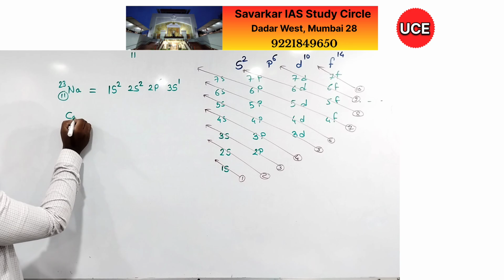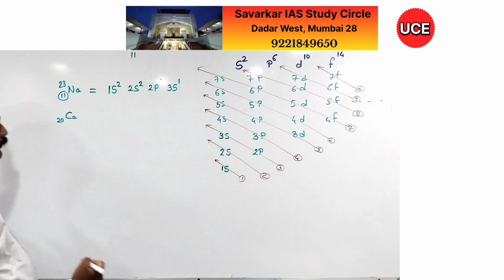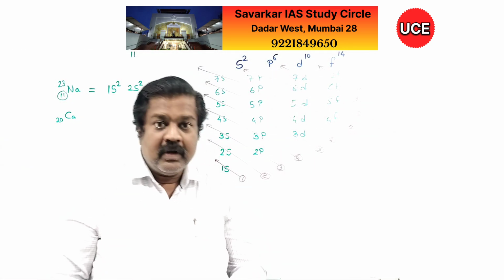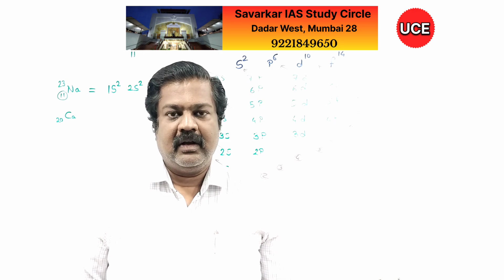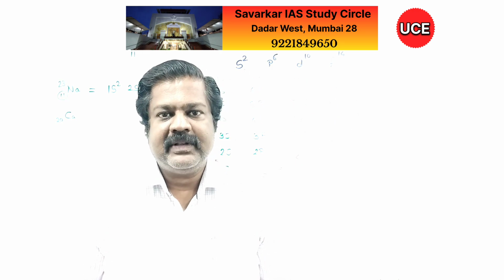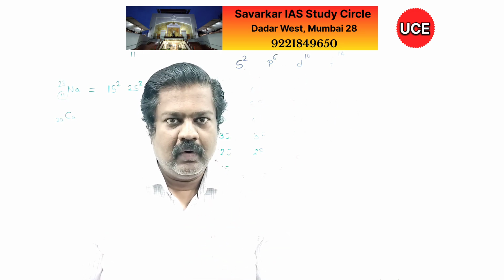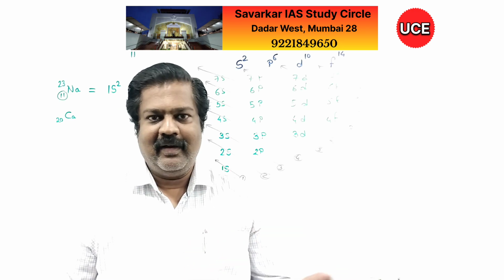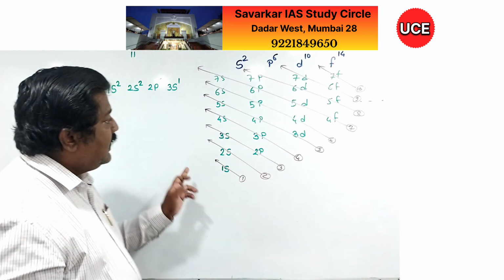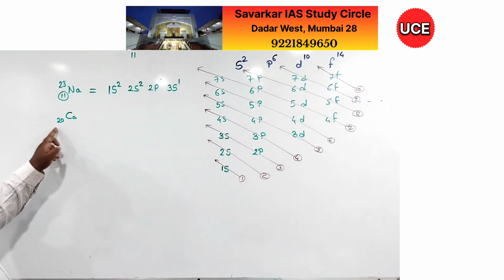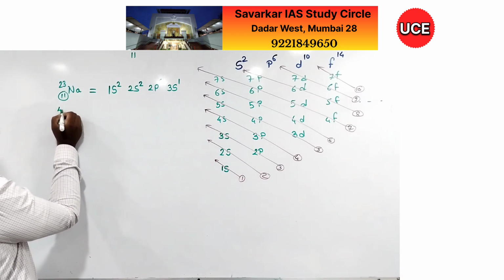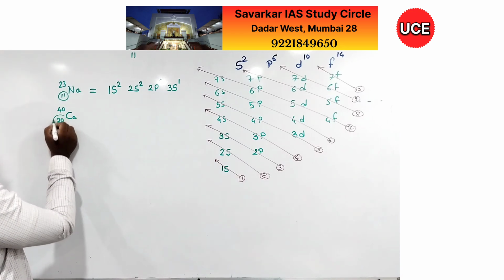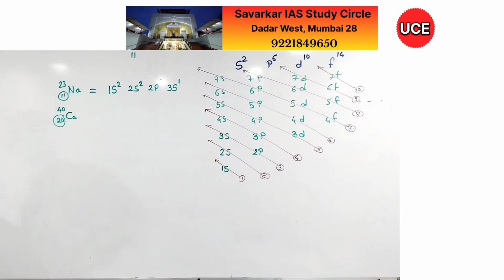Now the previous question. In the previous session we asked why the electronic configuration of calcium is 2, 8, 8, 2. Why not 2, 8, 5 and 5? That answer we are going to find out here. Calcium, atomic number 20, mass number 40. That means how many electrons are there? 20.